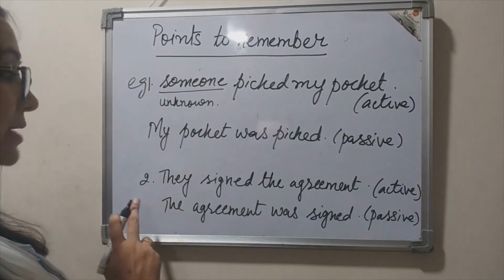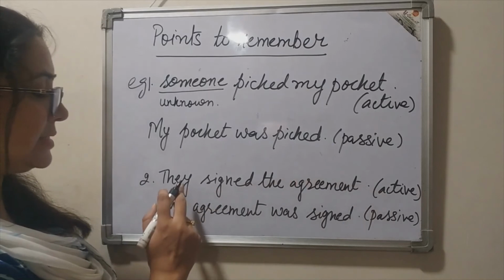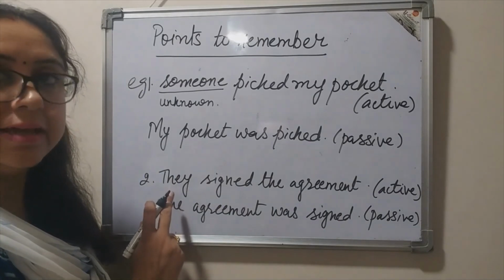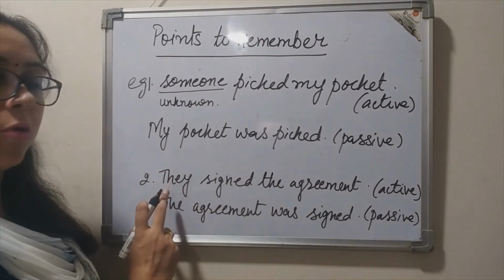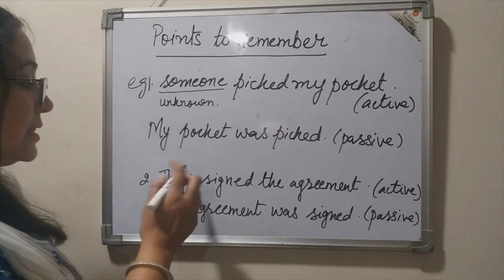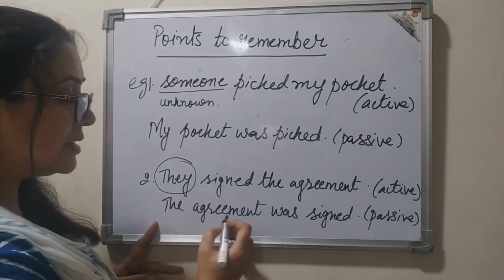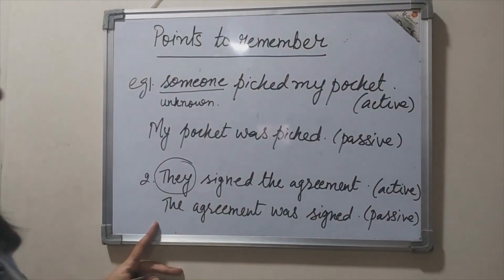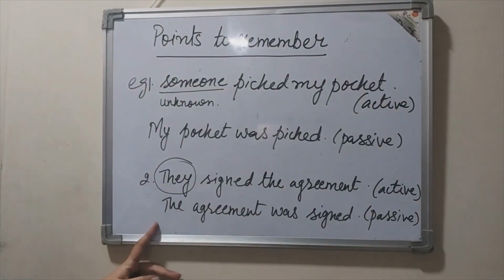Secondly, another example, they signed the agreement. Here, in this case, signing of the agreement is more important than "they", that is the subject. The action or the object is more important than the subject. So, when we are changing it into passive voice, this subject can be omitted. So, it can be directly written as "the agreement was signed." "By them" is not necessary. Why is it so? Because signing of the agreement is more important than the subject, right?